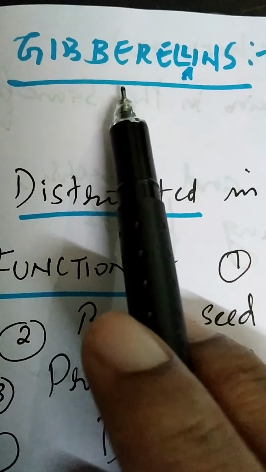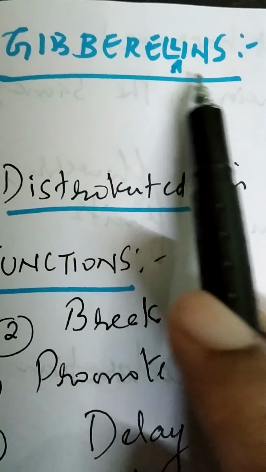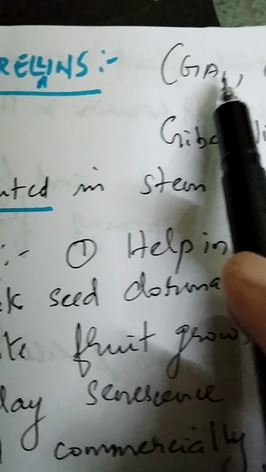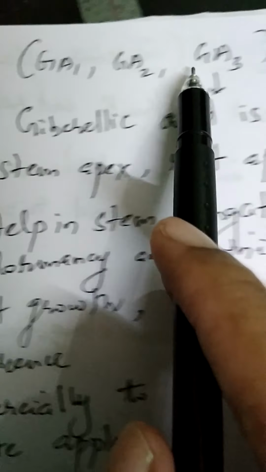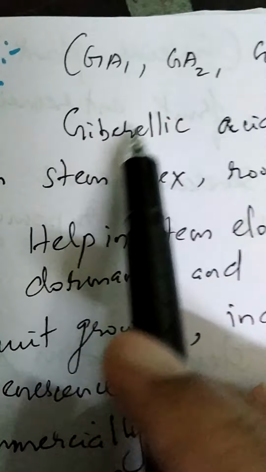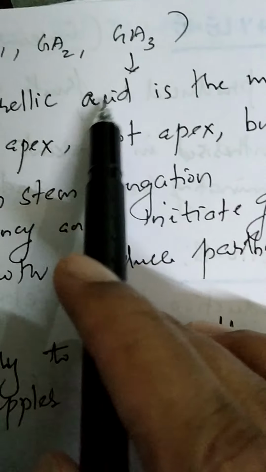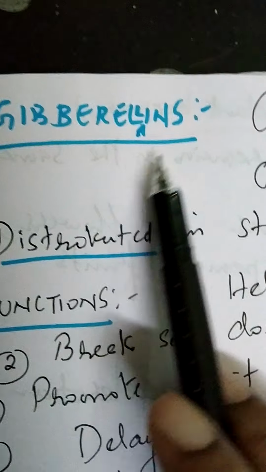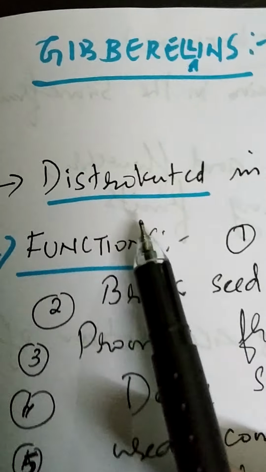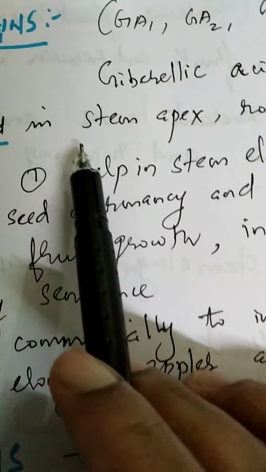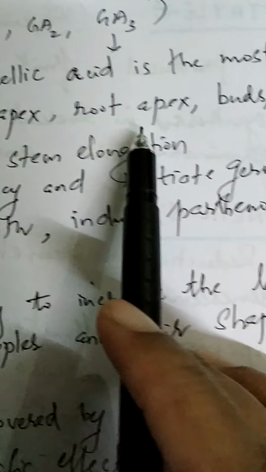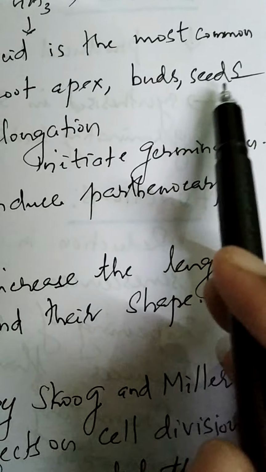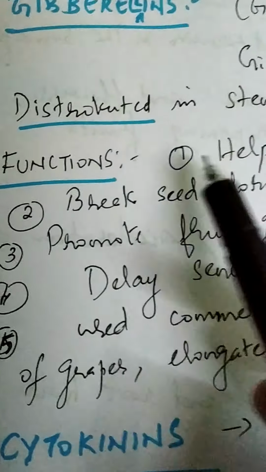Moving on to the next group of plant hormones, gibberellins. They are of different types, GA1, GA2, GA3, etc. GA3 is also known as gibberellic acid, and this is the most common type of gibberellins found in the plants. And these gibberellins are distributed in the stem apex, root apex, as well as buds and seeds of plants.